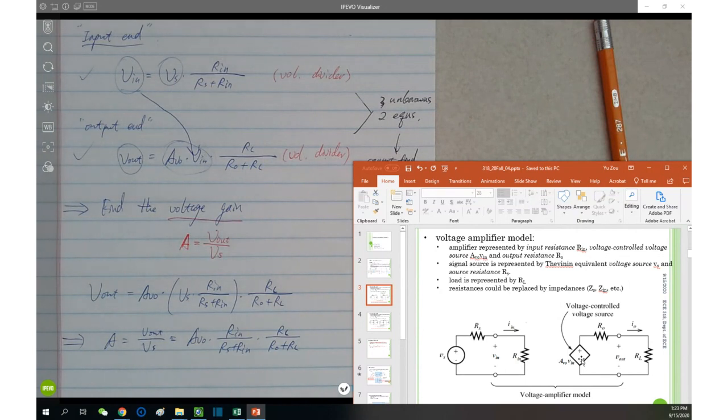And then at the output end, based on the same idea, for the output resistance, is the higher the better or the lower the better, and why? Speaking out will be much, much more efficient. That's why I always say use both speaker and microphone.